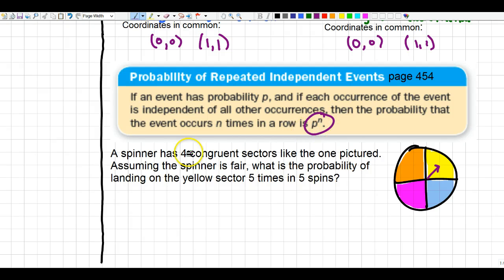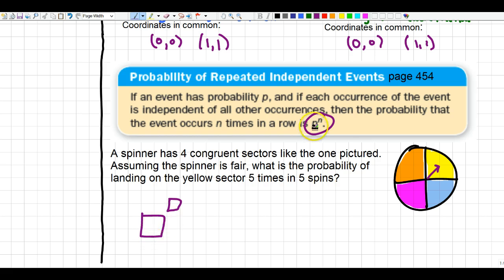So let's put that into practice now with a specific problem. A spinner has 4 congruent sectors. Remember that congruent means same size, same shape, like the one pictured. Assume the spinner is fair, which is redundant because we already know that the sectors are congruent. What is the probability of landing on yellow 5 times in 5 spins? So again, this is a power function question, so we need to figure out the base and the exponent.